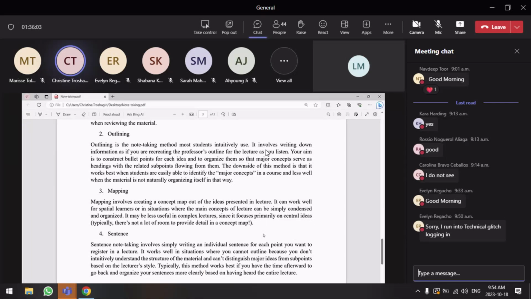So whenever I'm explaining, you are simply putting outlines, all right? You are putting certain headings that these are important information which you need to look back at. So your aim is to construct bullet points for each idea and to organize them so that major concepts serve as headings with the related points flowing from them.